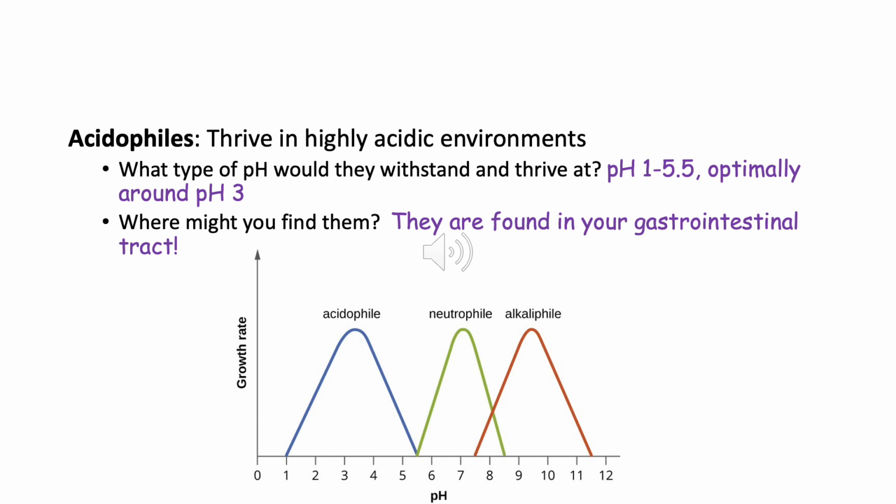Acidophiles are bacteria that thrive in highly acidic environments. The type of pH that they would withstand, as you can see in the picture here, is a pH in the range of 1 to 5.5, so very acidic environments. And optimally, the optimal growth is around a pH of 3. And where might you find them? Well, your gastrointestinal tract is an acidic environment, and they are very common in the gastrointestinal tract.